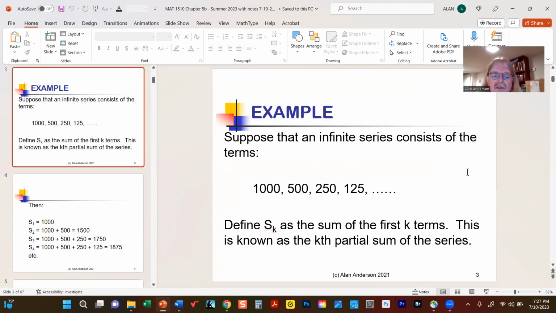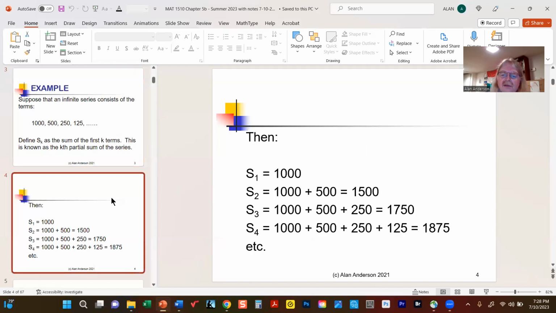The reason why we're doing this is because we're interested in the partial sums. So we're going to use the letter S_k, S for sum, k for the index, to represent the sum of the first k terms. And we're going to call this the kth partial sum of the series. Okay, so let's take a look at the next slide and we'll see how this works.